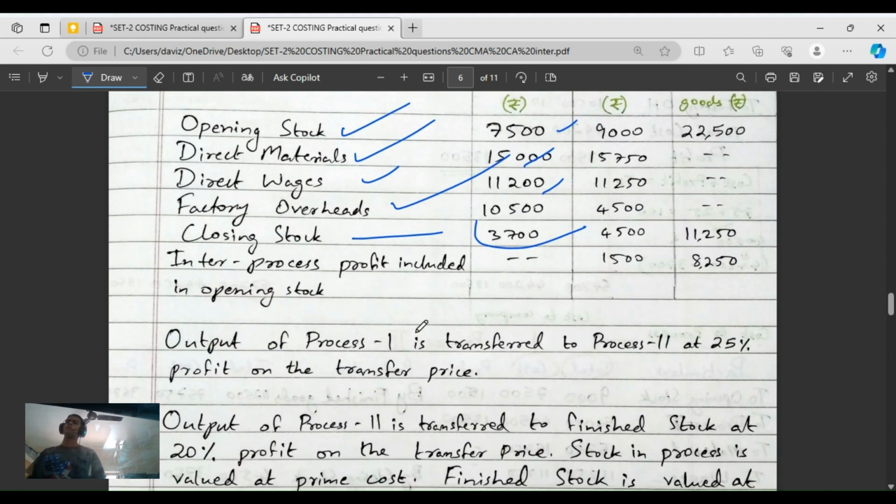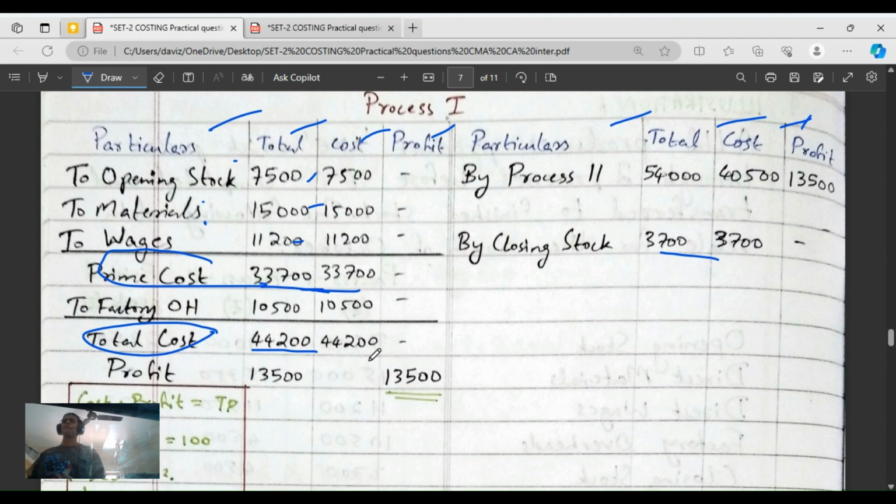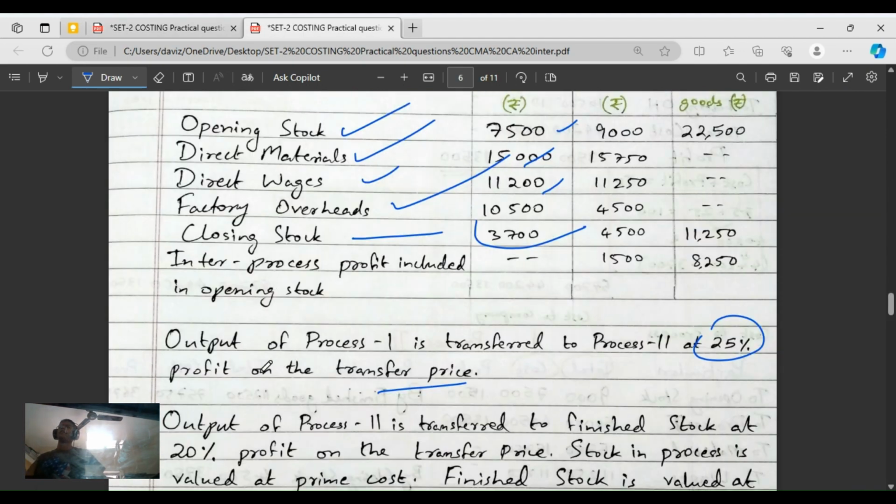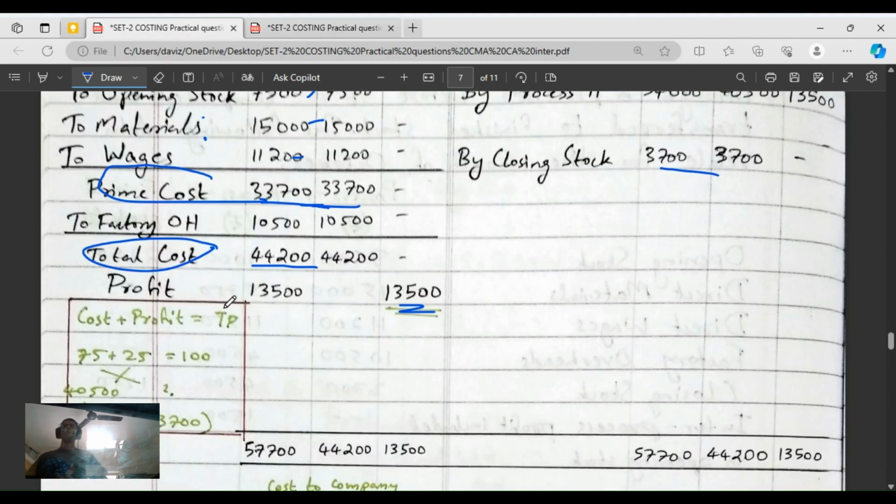The output of process 1 is transferred to process 2 at 25% profit on the transfer price. We have to find the profit. For that, the transfer price is 25% of what? 25% profit on the transfer price. So the transfer price is 100%, and the profit is 25% as per the question. So the cost will be the remaining 75%. Cost plus profit is transfer price. So the total cost is 44,200. We have to find the profit.